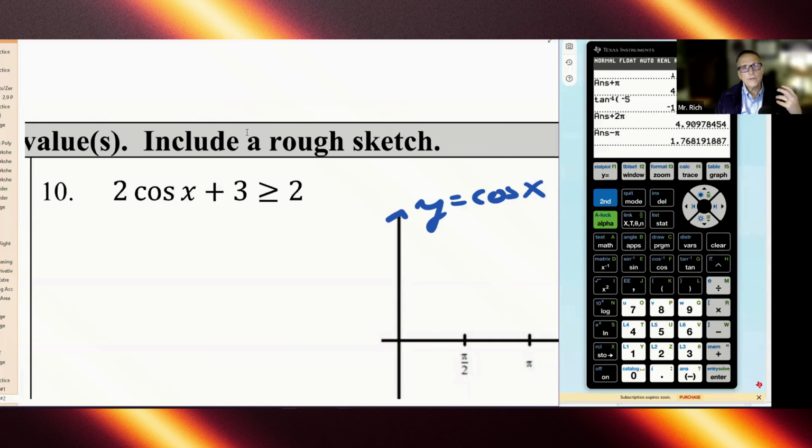It's making a connection between the unit circle and then the graphs that we're looking at here for sine and cosine. Let's go ahead and isolate cosine. We will subtract 3, which gives us a -1, like that.